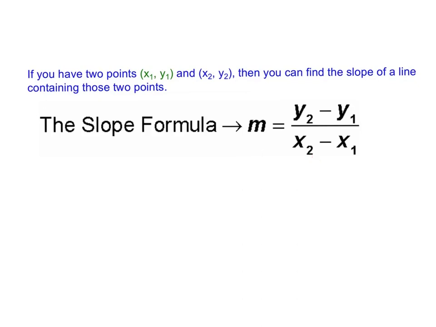Question? Not the same as delta y. Yep, delta y over delta x. Change of y over change of x. Absolutely. Other question? No? How many of you remember this formula? Okay, good. You need to know it.